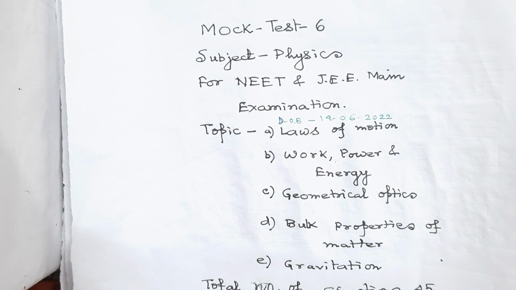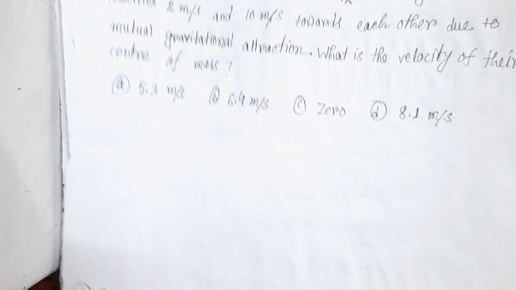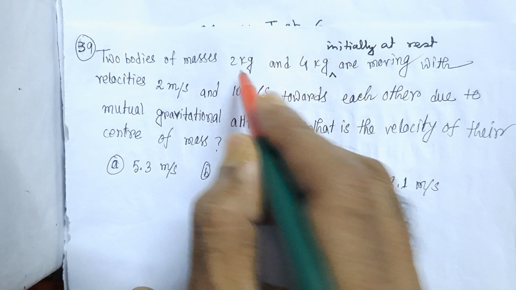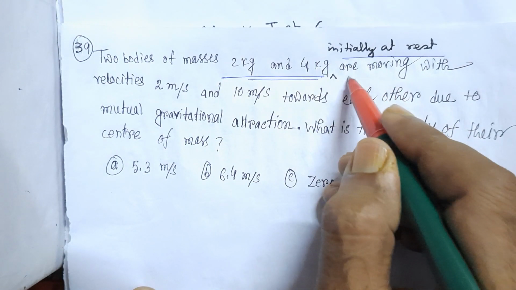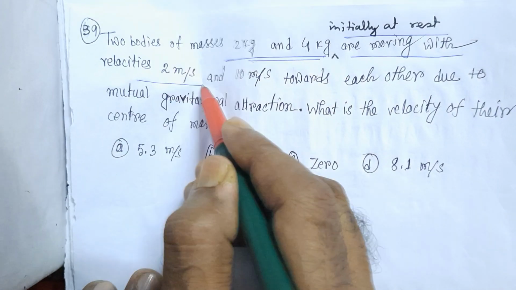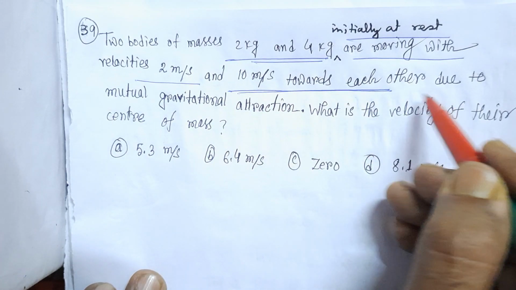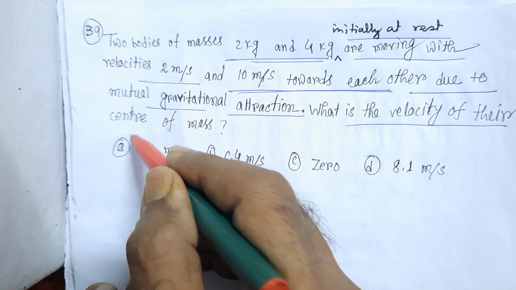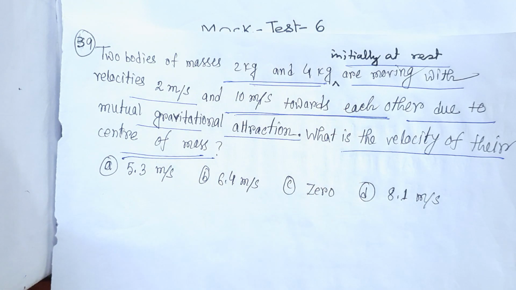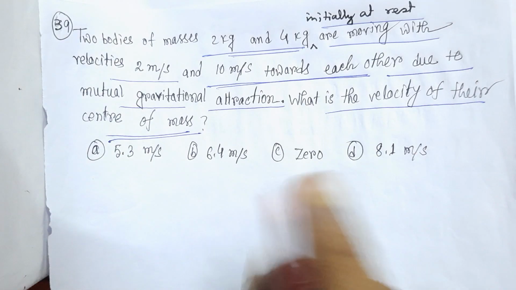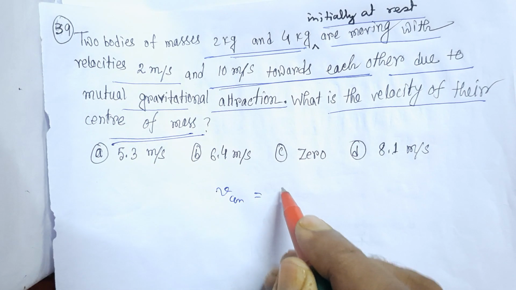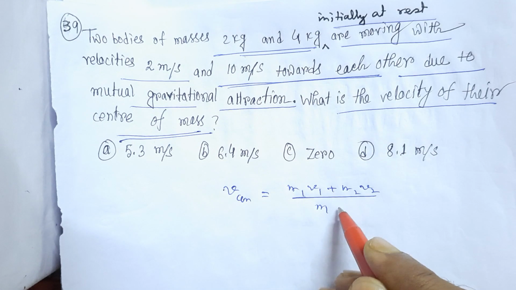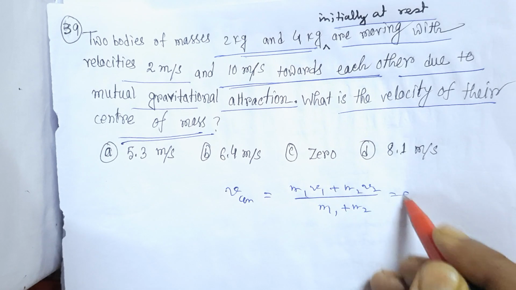Now let us take question number 39. In question number 39, we see that two bodies of masses 2 kg and 4 kg, initially at rest, are moving with velocities 2 meters per second and 10 meters per second towards each other due to mutual gravitational attraction. What is the velocity of their center of mass now? Initially, bodies were at rest. So the velocity of the center of mass VCM equals m1 v1 plus m2 v2 by m1 plus m2. As v1 and v2 equal 0, so VCM equals 0.